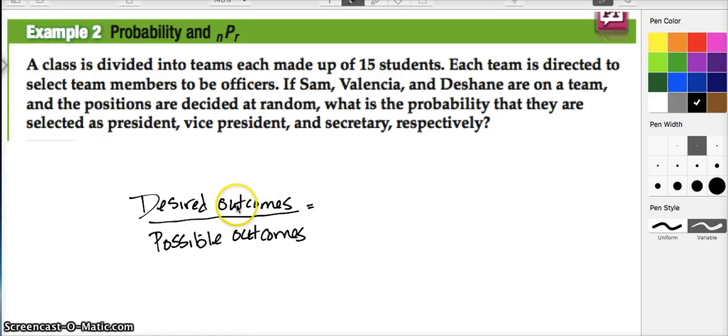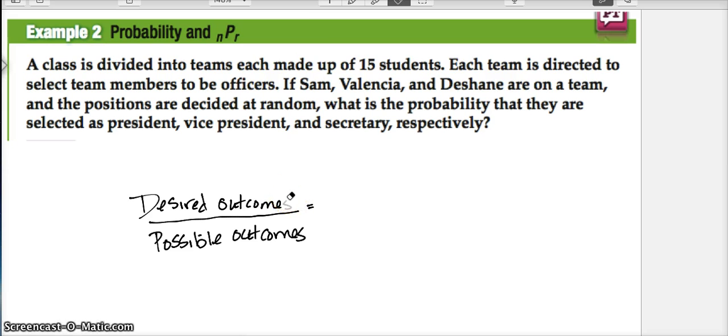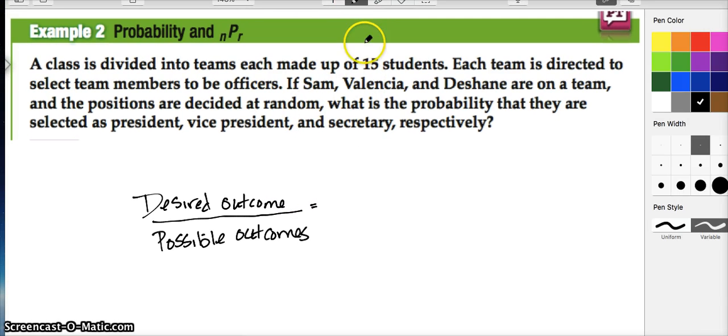So as usual, we need to consider the desired outcome over the possible outcomes. And really, we only have one desired outcome. That is for this group of people, Sam, Valencia, and Deshane, to be president, vice president, and secretary, respectively. So that indicates that we want it in exactly the same order. That's the one thing that could happen. And there is one way that those 3 people can have that situation, and that's for it to be that way. And again, I'm just considering these 3 people at the time.